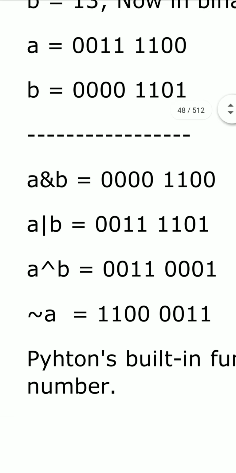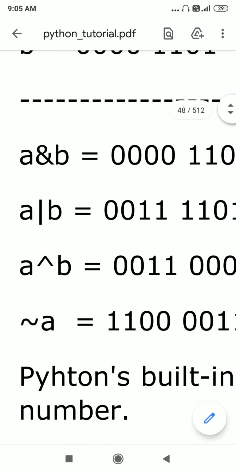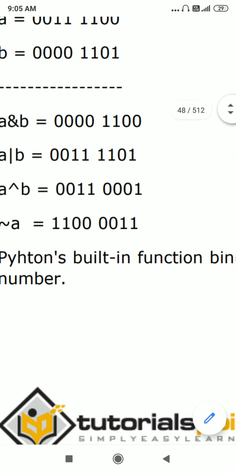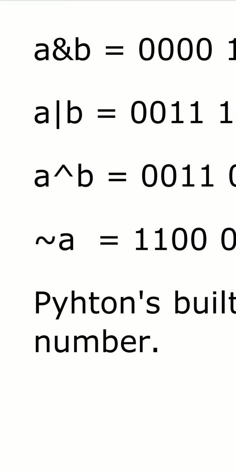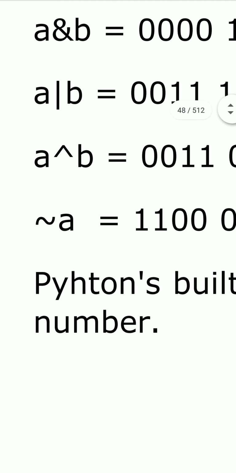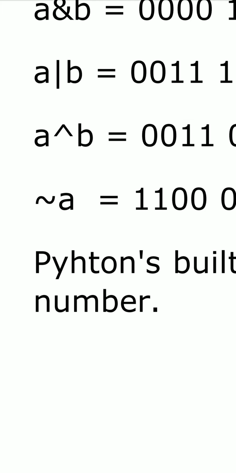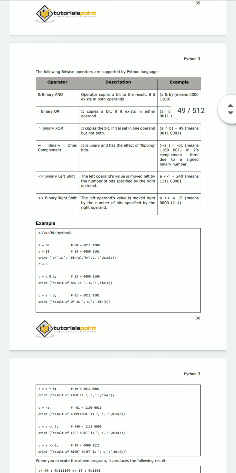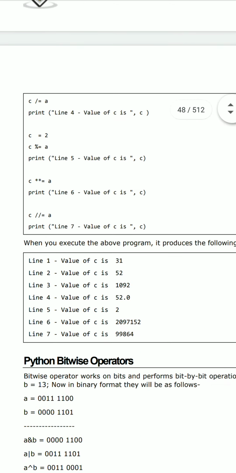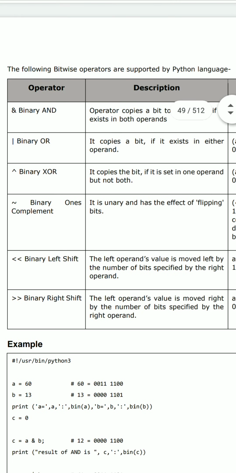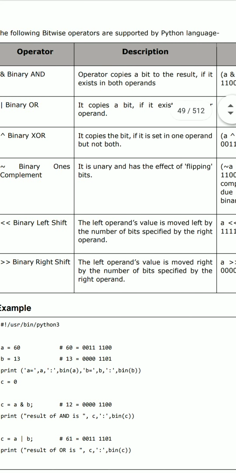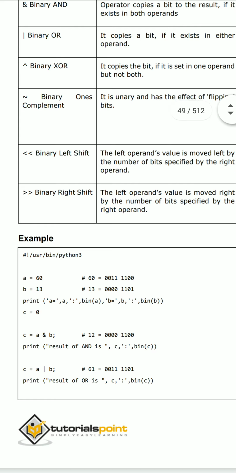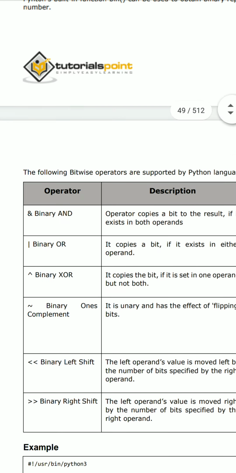Next we perform different types of logical operations. First is the logical AND, that means we are performing the AND operation on two different operands A and B. Next we perform the logical OR operation. So these are the different types of bitwise operators in Python language: bitwise AND, bitwise OR, bitwise XOR, bitwise left shift and bitwise right shift.